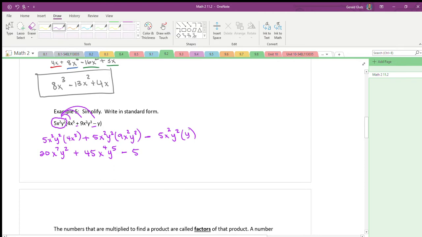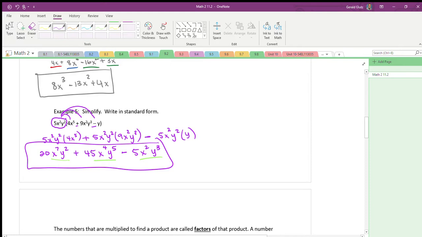x squared, there's no other x's, so this will stay x squared. And then y squared times y is y to the 3rd. So now I want to look to see, do any of these have any like terms? Are any of those exponents the same on the same variables? No. No like terms, so that means I am done with my answer.